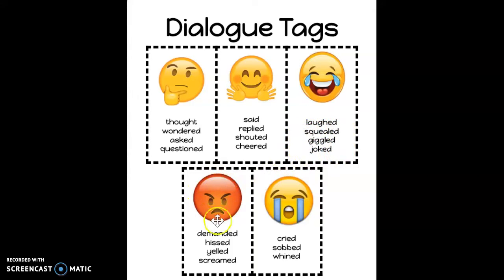Oh no, but what if someone is angry? You can't say that someone said something that they angered it. That wouldn't make sense. So maybe they demanded it, they hissed, they yelled, or they screamed. And even if someone is sad, they cried, they sobbed, or they whined. You can use this today to add dialogue, or when people talk, to your stories.